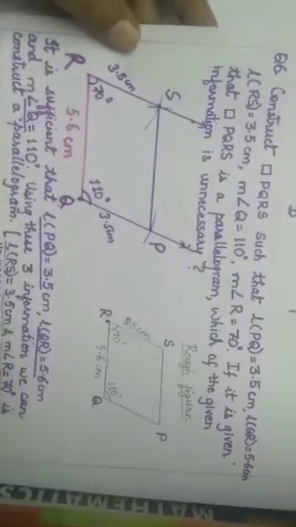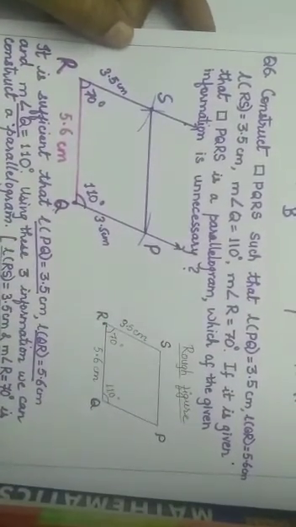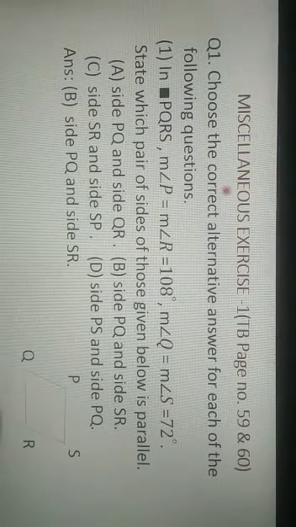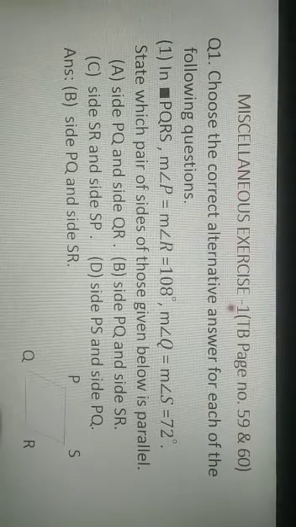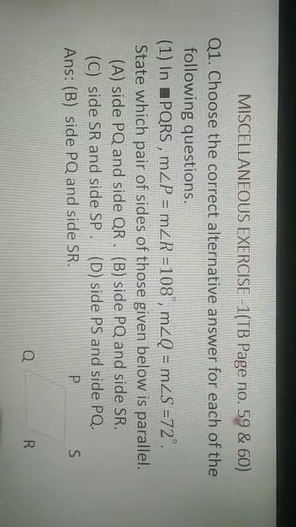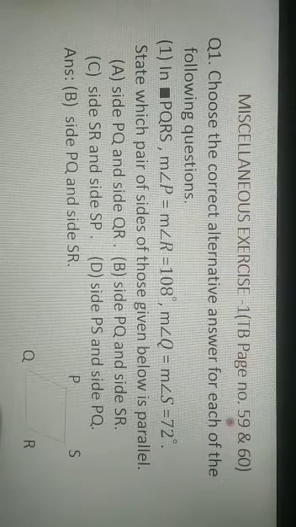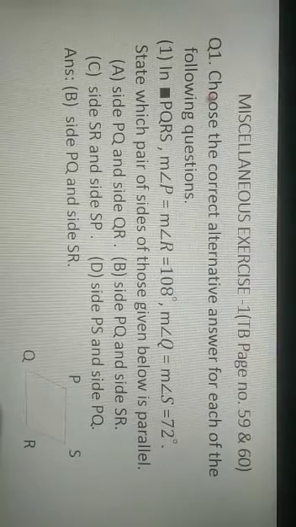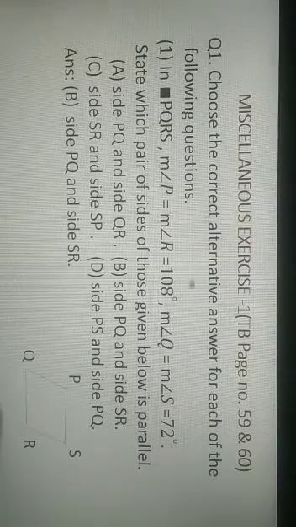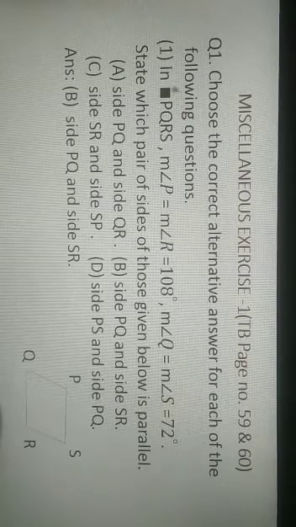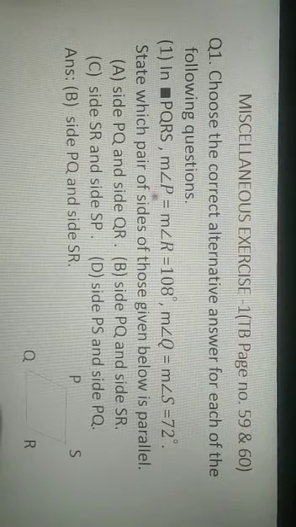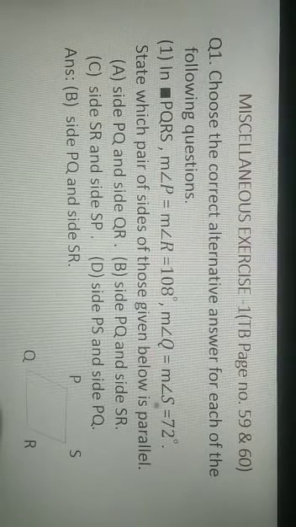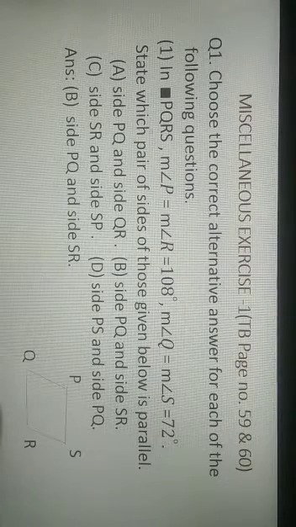Now let us start the next part, that is miscellaneous exercise. So children, just now we have finished practice set 8.3. Now let's start miscellaneous exercise 1. So open the textbook page 59 and 60. On page number 59, the first question is given on the basis of chapter 8, that is quadrilateral. Choose the correct alternative answer for each of the following. In quadrilateral PQRS, measure angle P is equal to measure angle R is equal to 108 and measure angle Q is equal to measure angle S is equal to 72 degree.